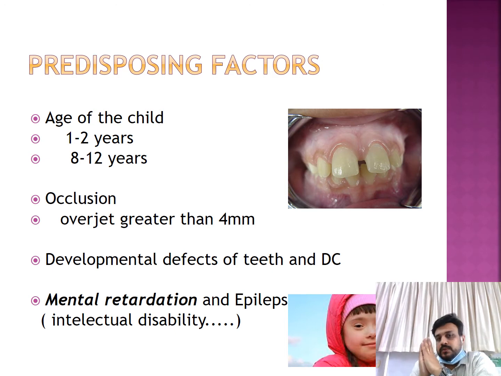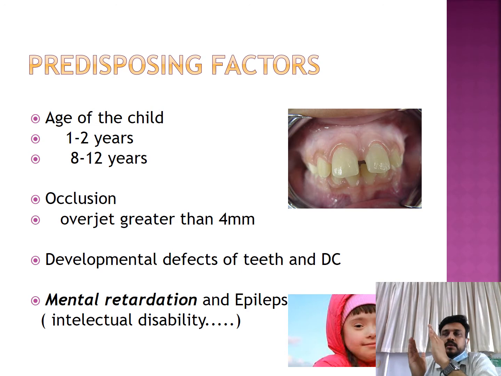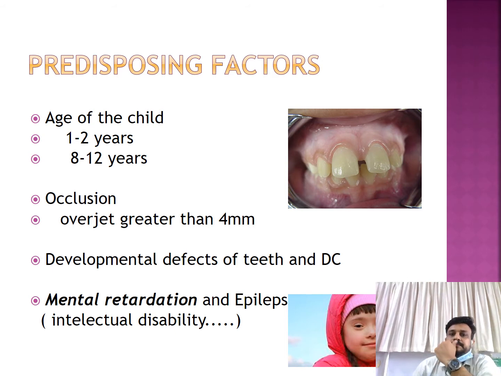Then occlusion, that is how the upper teeth connect to the lower teeth. Sometimes overjet, that is the horizontal overlap, if it is more than 4 millimeters, then whenever you fall, there is a high chance that the maxillary centrals are going to be hit.